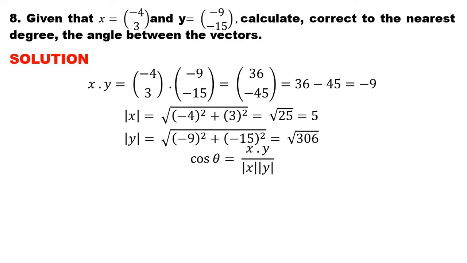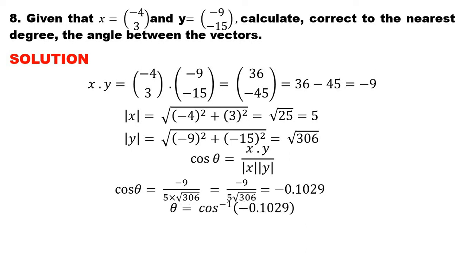If I substitute the values, I have cos theta to be minus 0.1029. So if I take the cos inverse of that, I'll get the angle itself, and that angle is 95.91 degrees. And remember, we are taking to the nearest degree, so it gives us 96, and that is your final answer.